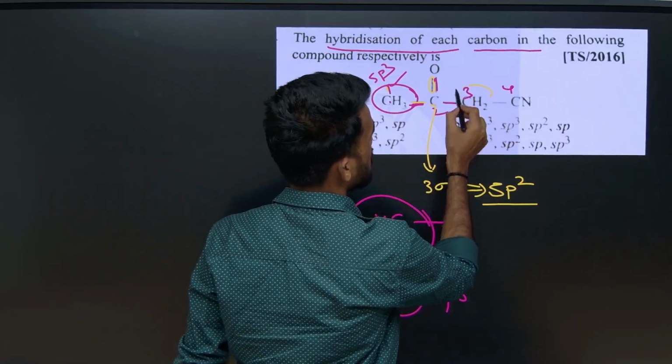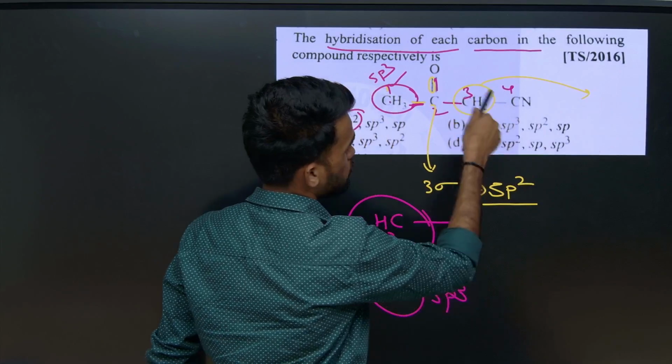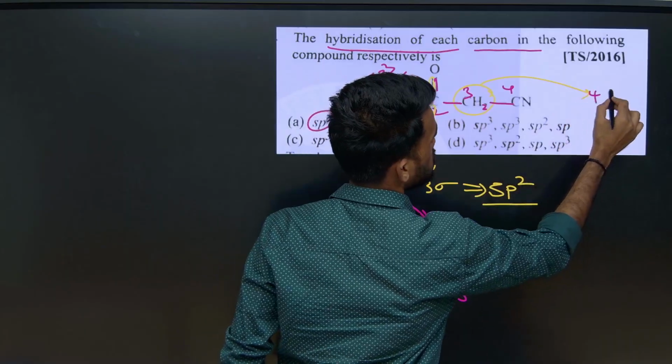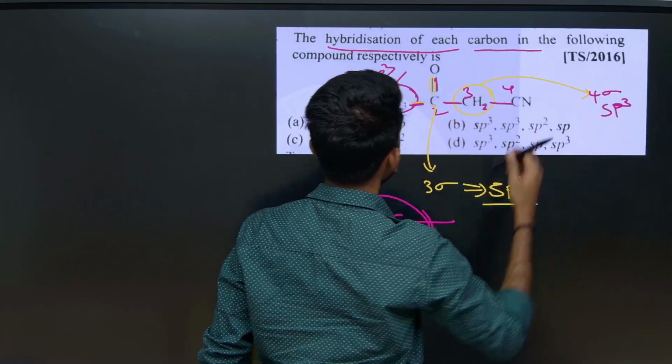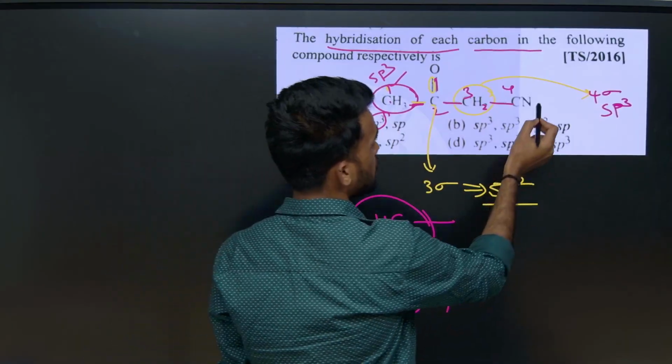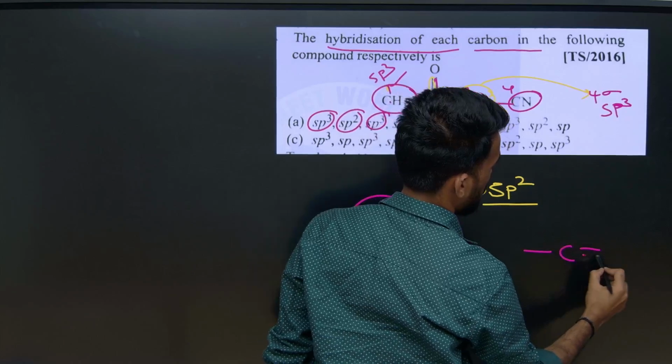Now what about this carbon, third carbon? 4 sigma bonds are there, 1, 2 and 2 hydrogens. So total 4 sigma bonds, sp3. So sp3 here also. And the next is cyanide. So like this it should be.